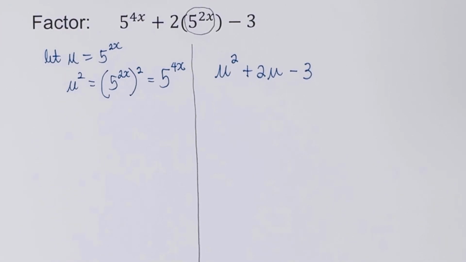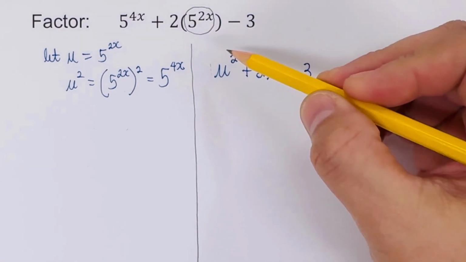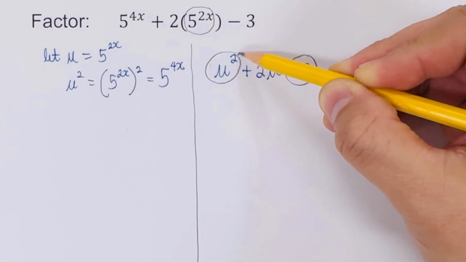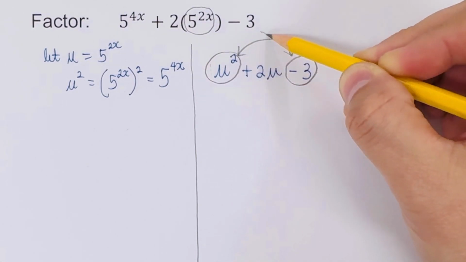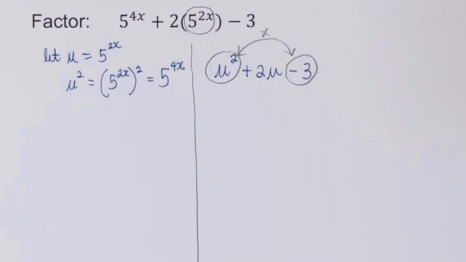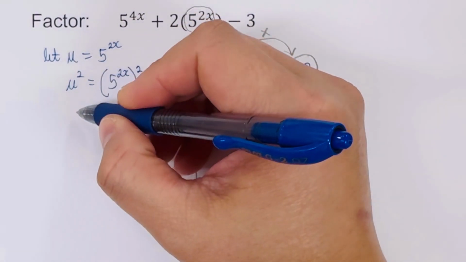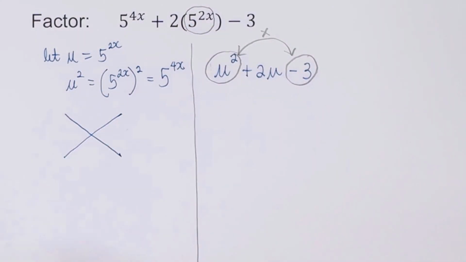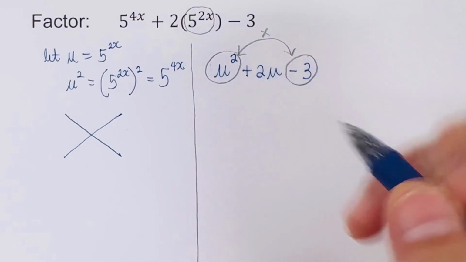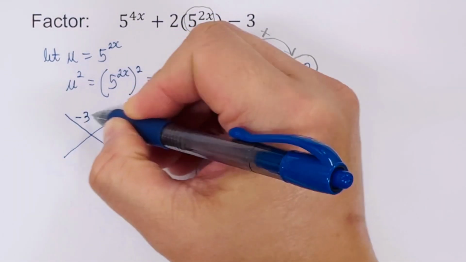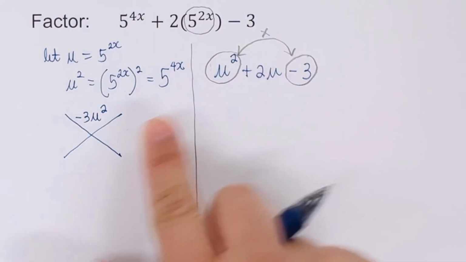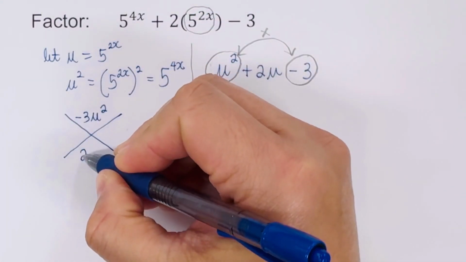So we're going to use box and diamond to factor this out. The first thing that we need to do here is to multiply this u squared with negative 3. So I'm going to multiply these two together, and this will give us negative 3u squared. And that's the one that we write on top of the diamond. So again, we're using box and diamond to factor this out. Whatever is the product of these two, which in this case is negative 3u squared, I put on top of the diamond. And the middle term here will go to the bottom of the diamond, which is 2u.